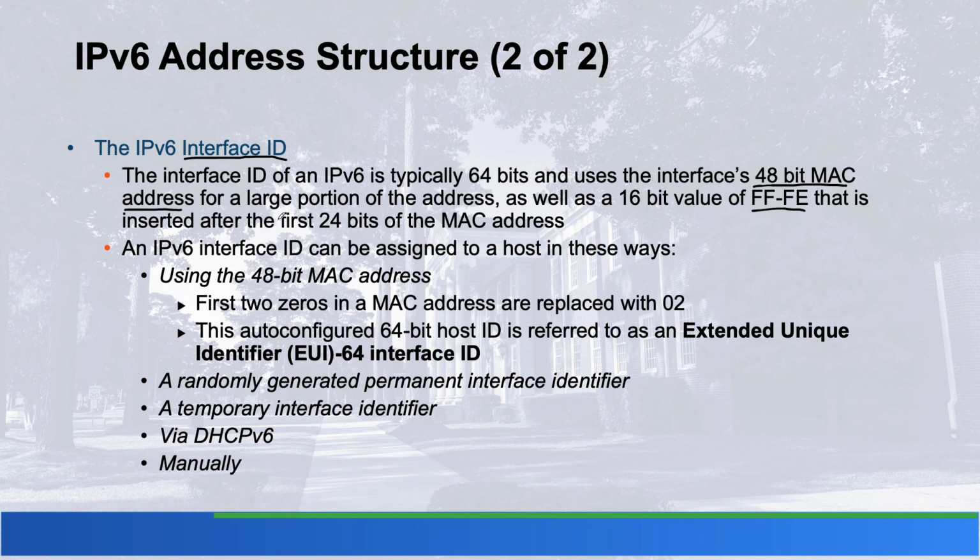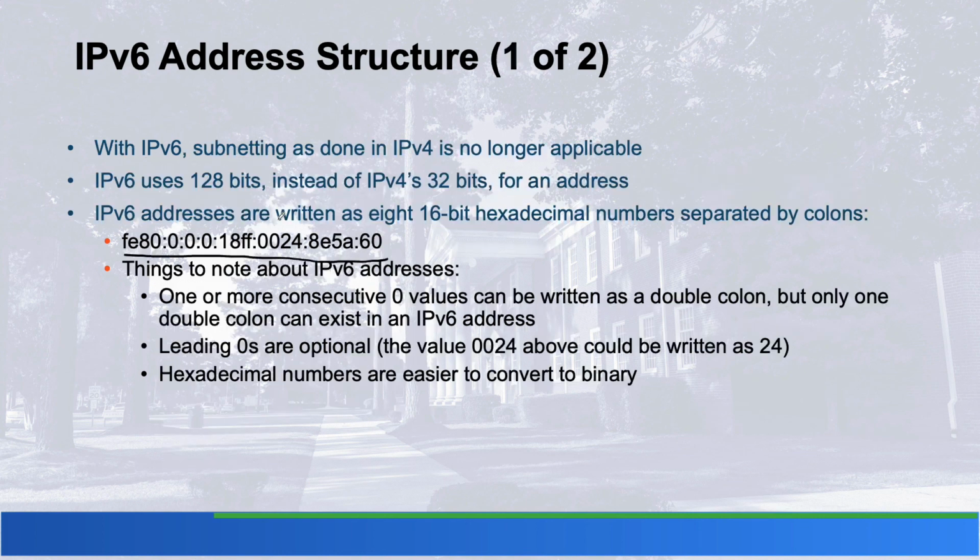Okay. So the structure of an IP version 6 address is different. Right? So the first half of it is going to tell us what part of the world it's from. 2, 3, 4.